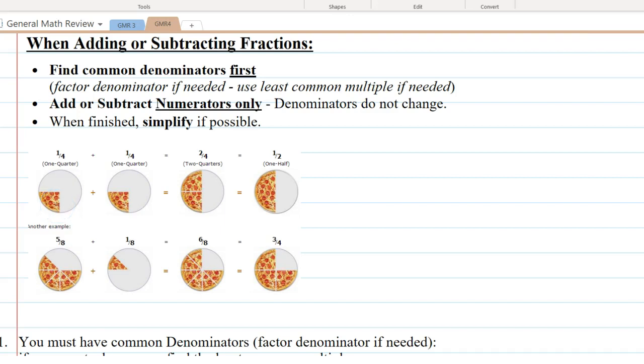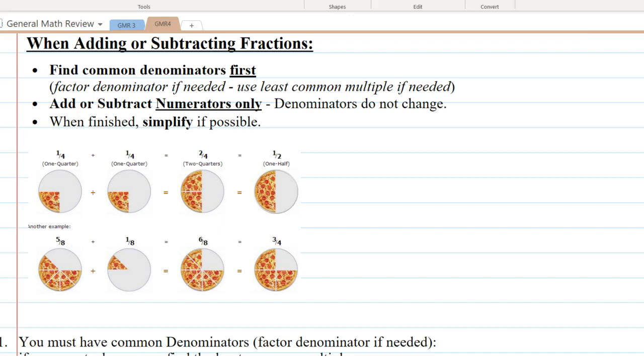Moving on to adding or subtracting fractions. The first thing you're going to have to do is find a common denominator. You can do this by factoring and seeing what terms are the same. And you can use the least common multiple if needed. Go and search one of my least common multiple videos. Add or subtract the numerators only. You don't change the denominator once you have those common denominators. When you're finished, always look to see if you can simplify the problem.